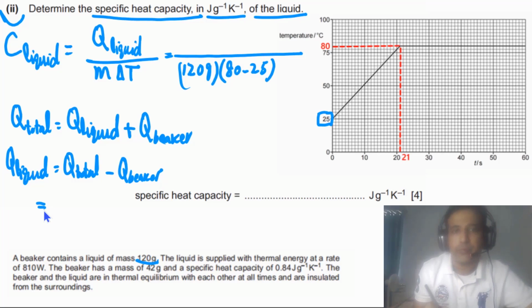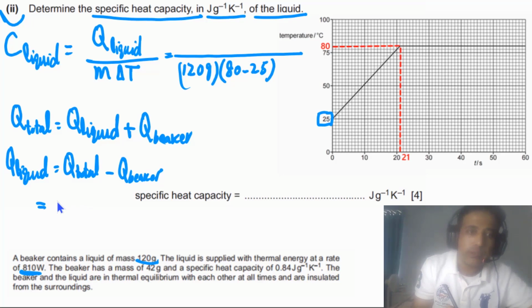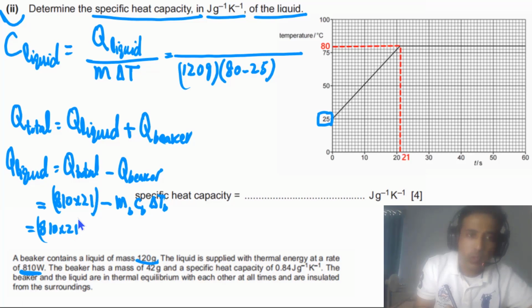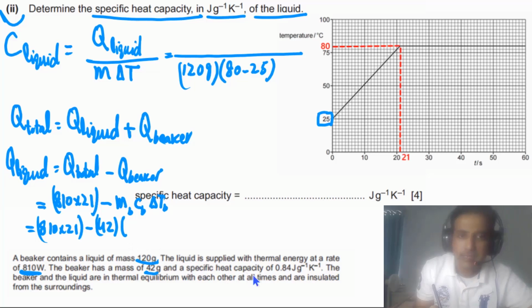Q total we can find because we have the time and we have the power. Power is given to us, so it means P times t. We can write 810 watts multiplied by 21, this is the time. And Q for the beaker has to be equal to the mass of the beaker, m, times C for the beaker, times the rise in temperature of the beaker. So here we will have 810 times 21 minus the mass of the beaker, 42 grams, multiplied by C for the beaker, which is 0.84.